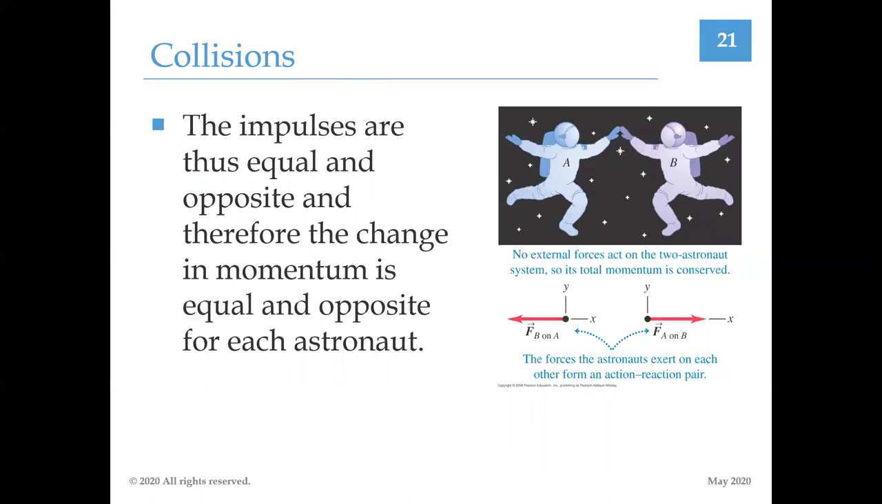Again, the caption on the picture says that no external forces act on the two astronauts, so the total momentum is conserved. Momentum is a conserved quantity, meaning we can use the fact that momentum needs to be the same before and after a collision to give us some information about how that collision will play out in terms of what velocities different objects might have afterwards.